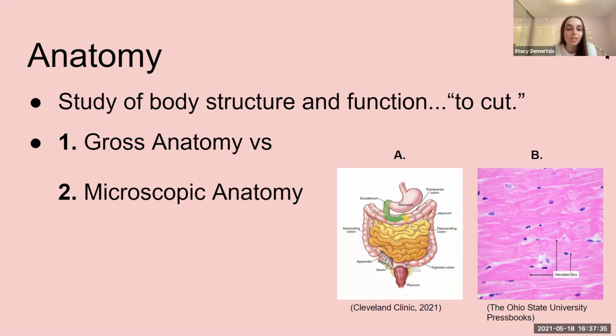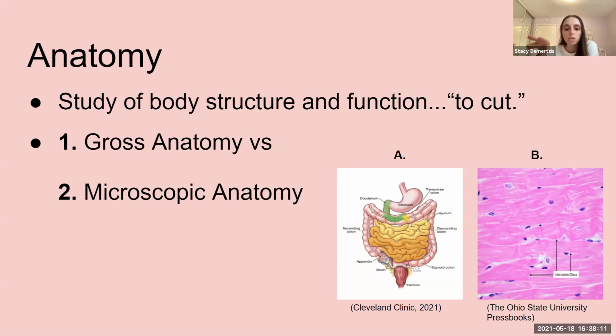All right, so let's get started. An introduction to understanding human anatomy is the definition of anatomy. Anatomy refers to the study of body structure and its function. Before modern medicine, the only way to really study the human body was to cut it open and evaluate it. So the term anatomy means to cut. There are different ways that we can examine the human body. Two main ways are through gross anatomy and microscopic anatomy.